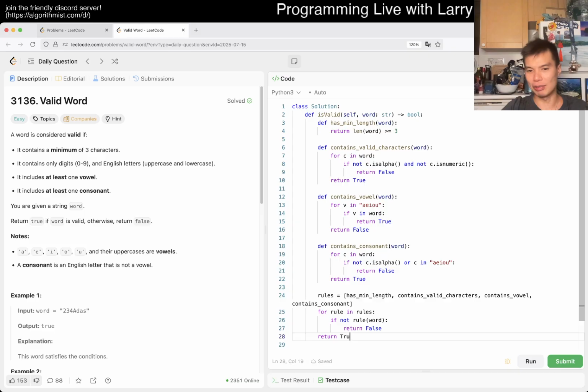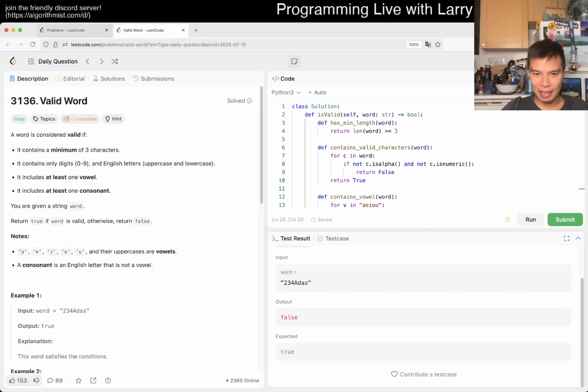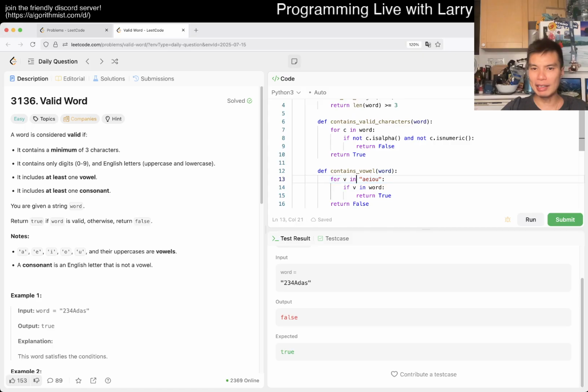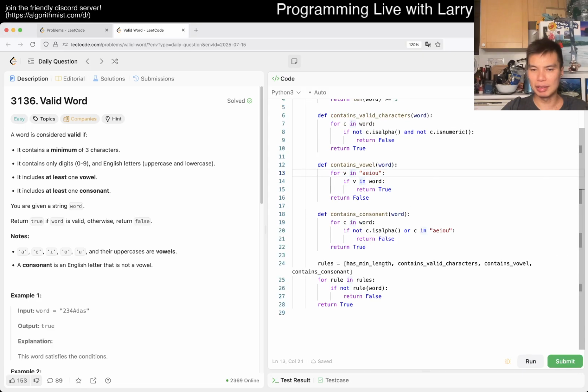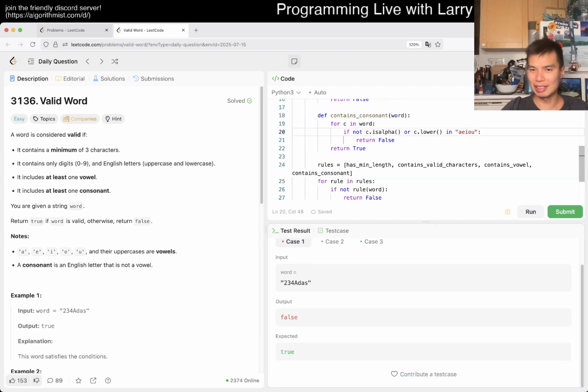Otherwise, return true, and we should be good, right? Except we're not. Why? Oh, I'll put in lowercase. No, I did that. Oh, contain vowels. Well, this is wrong anyway because it should be lower, but I guess yep, something like that. But I don't know if that fixes it though. That is an easy mistake to catch because that should have been.